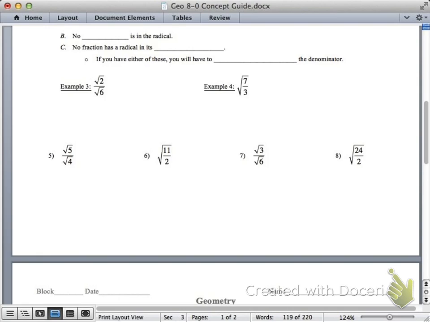Okay, the 2 other rules really go together. You cannot have a fraction that is in a radical, and you can have no fraction that has a radical in its denominator. If you have either of these, you will have a process called rationalizing the denominator.